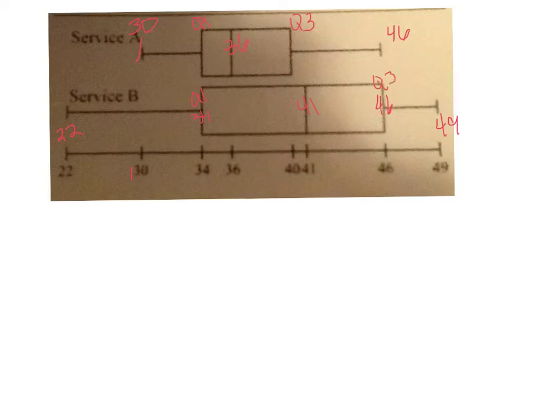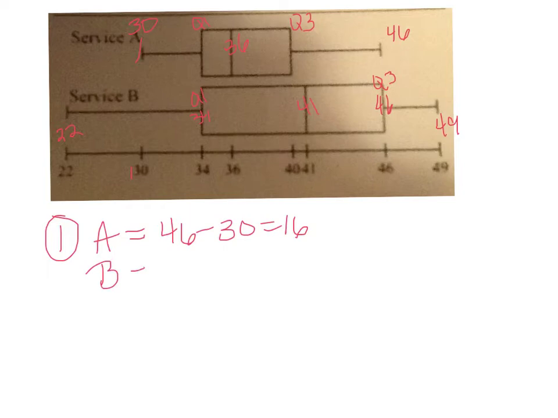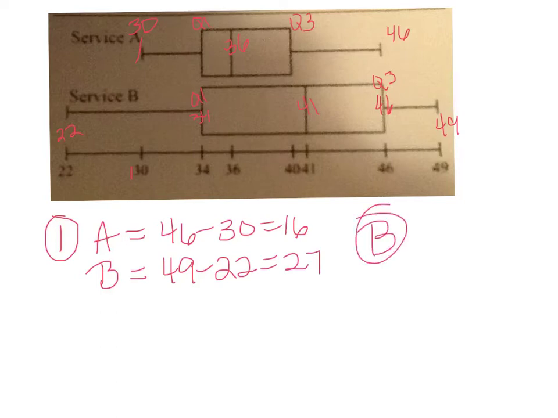And what we're going to do is, when we compare box and whisker plots, there's a lot of information there, okay, if you remember what things mean. Like if I asked you which service has the greater range, okay, so service A's range is 46 minus 30, which is 16. Service B's range is 49 minus 22, which is 27. Okay, so service B has a greater range. That means that there's a broader distance between the minimum number and the larger number.